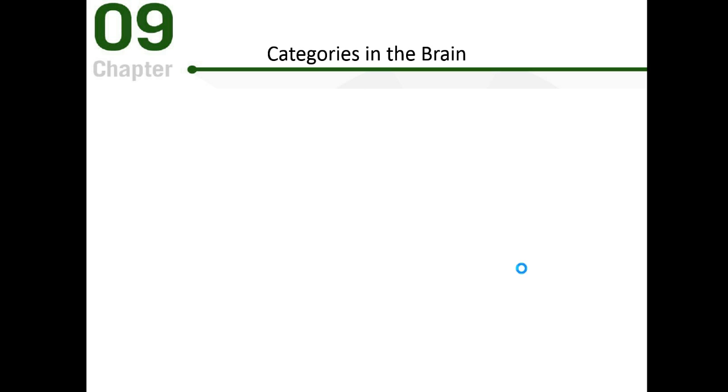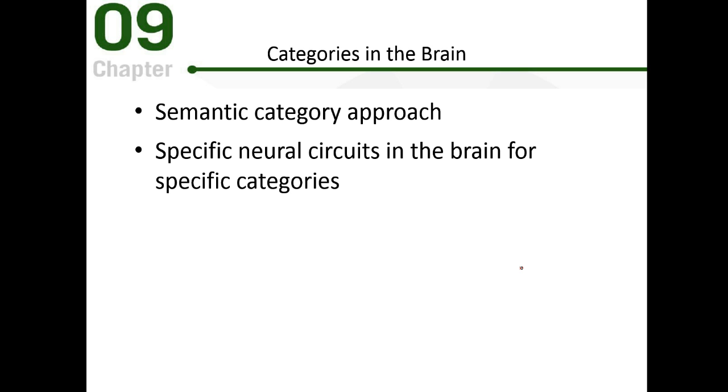Let's take a look at another way in which we can represent categories in the brain. The sensory category approach proposes that we have specific neural circuits in the brain for specific categories. And that suggests that there are specific areas of the brain that respond to specific stimuli. And this is something that we talked about to a certain extent in Chapter 2.